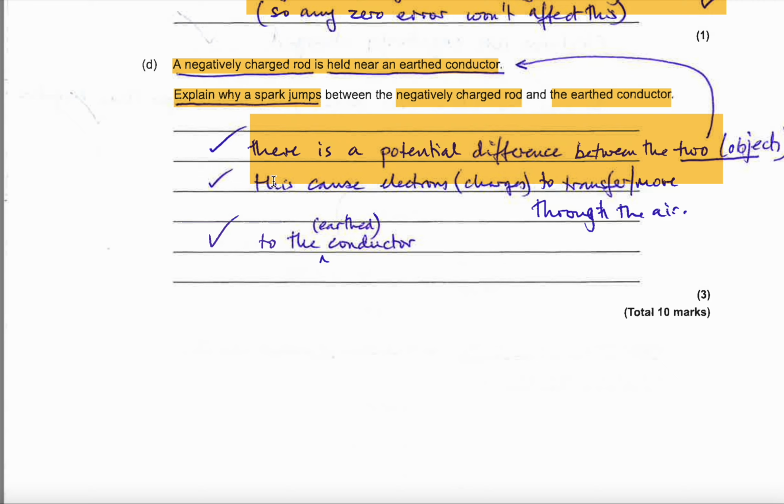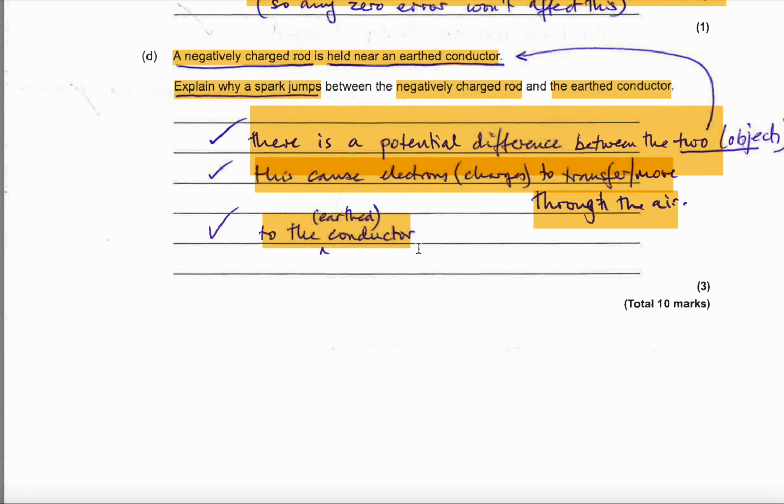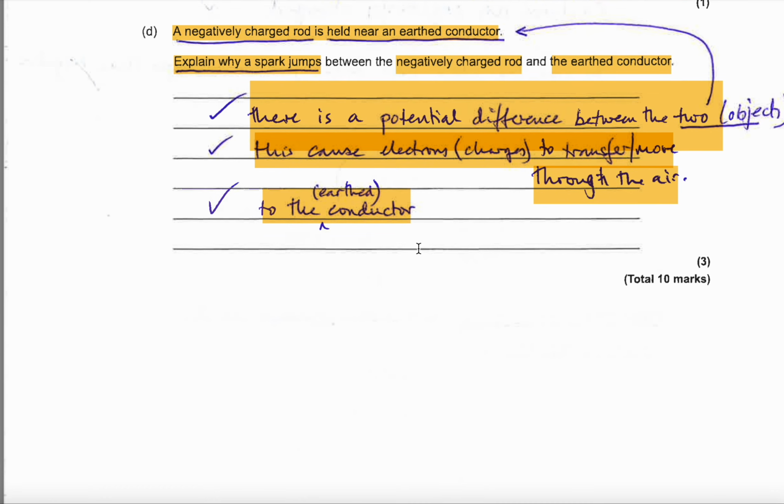In this case, the same theory holds. If there is a potential difference, this could cause electrons or charges to move through the air. That's the only way you can get a spark, if the charges can move through the air. Because the rod is negatively charged, the electrons are the only thing that can be transferred. They would move to the earth conductor. Whether that's likely to happen or not doesn't really matter. You've got to show that you can do the correct thinking in terms of physics.